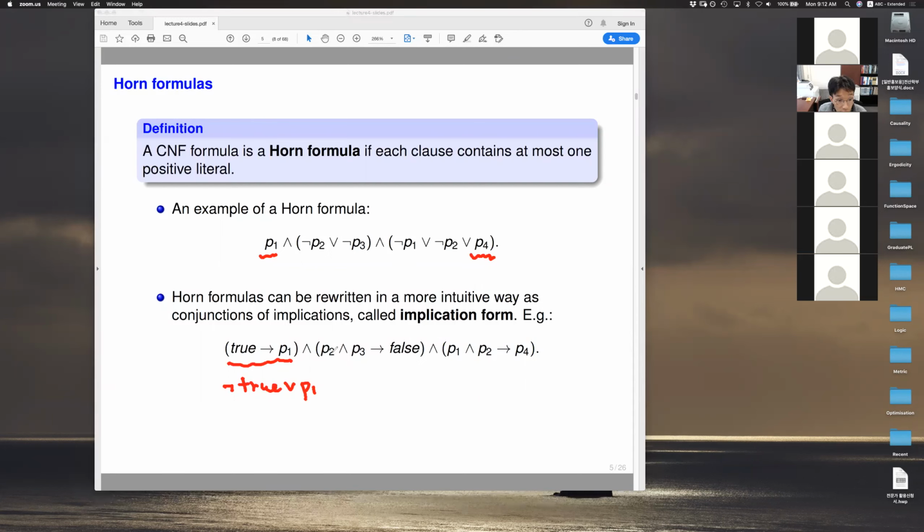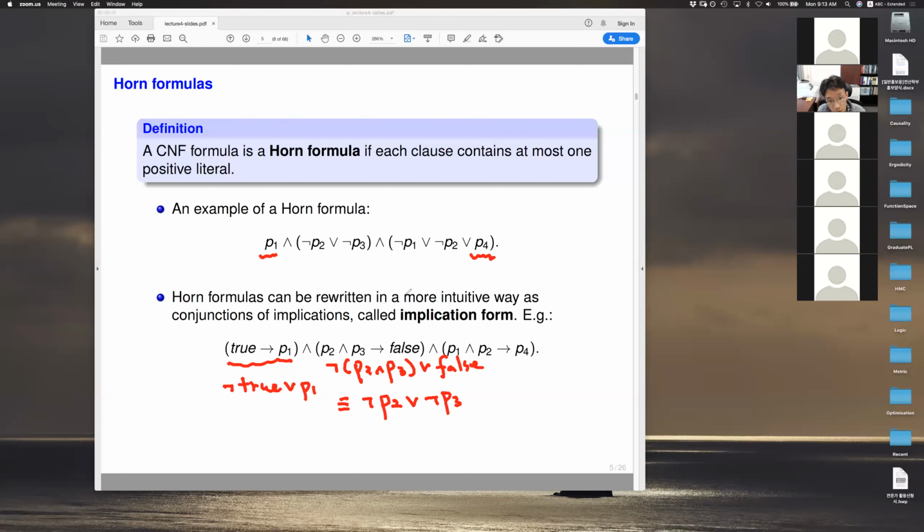Okay, it's a negation of P2 and P3 or false. But then negation of P2 or P3, because of De Morgan's law, that's the same as negation of P2 and negation of P3. False is a unit, so we can kick it out. So that's exactly the same as before.